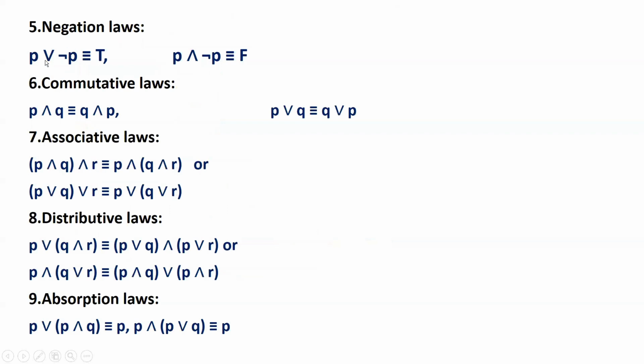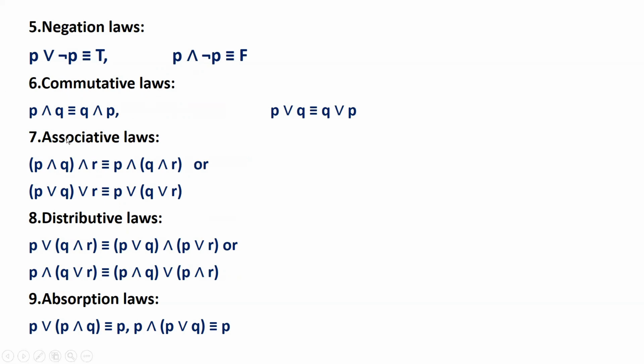If we OR P with its negation, the result is definitely true. If we AND atomic proposition P and its negation, we get the result as false. This law is known as negation law. Commutative law means what? If you find the result of P and Q, and if you find the result of Q and P, both results are the same. We are keeping the sign as it is, just interchanging the atomic propositions. Then the meaning will not get affected, right? This law is known as commutative law.